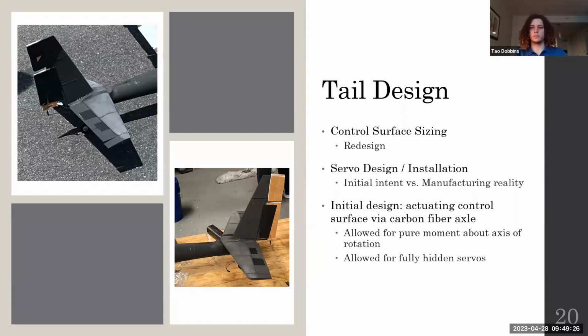We originally intended for all of the servos to be housed within the empennage, but this relied on using the carbon fiber rod as an axle, and the carbon fiber rod ended up not having as much torsional rigidity as expected, so we decided to mount the elevator servos on the exterior of the empennage.